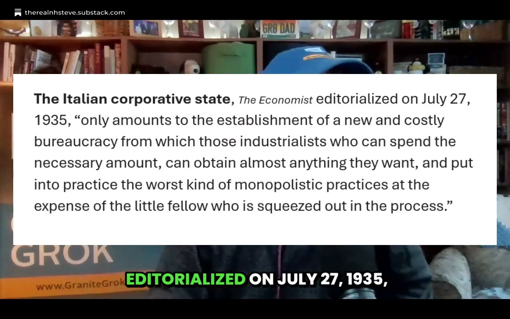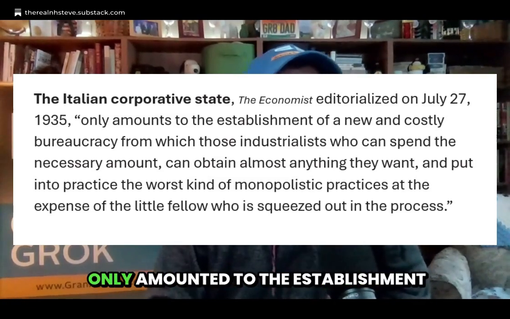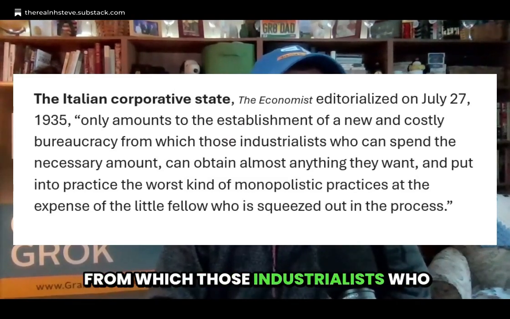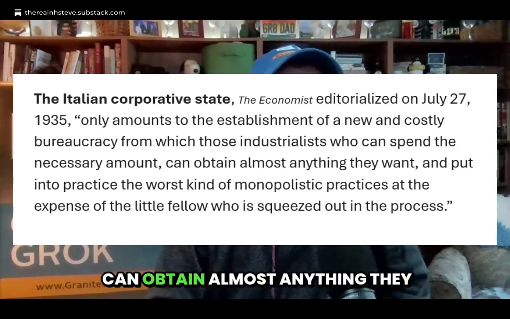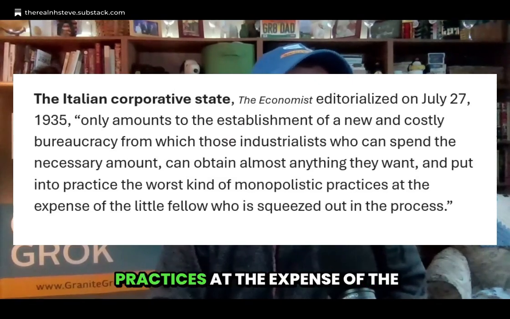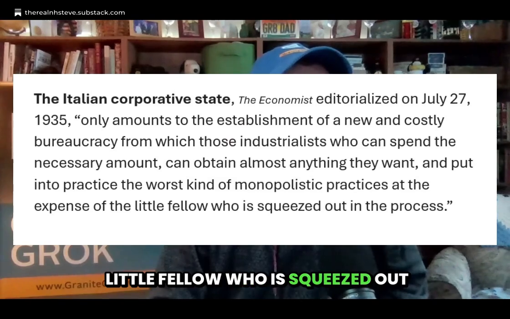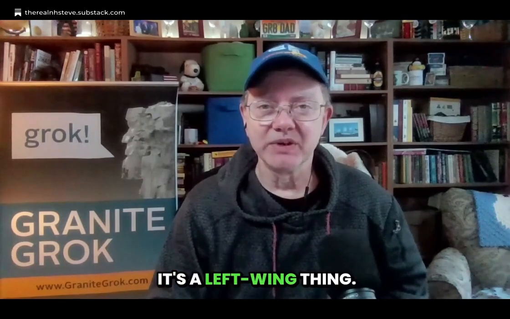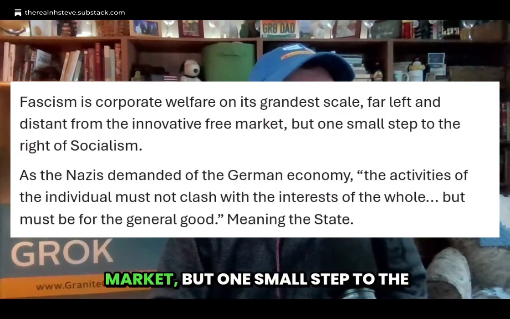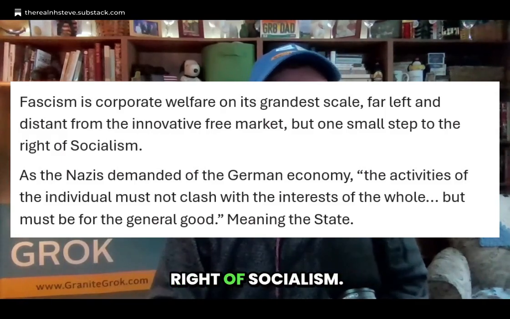The Italian corporative state, according to The Economist, editorialized on July 27, 1935, only amounts to the establishment of a new and costly bureaucracy from which those industrialists who can spend the necessary amount can obtain almost anything they want and put into practice the worst kind of monopolistic practices at the expense of the little fellow who is squeezed out in the process. Oligarchs. It's a left-wing thing. Fascism is corporate welfare on its grandest scale, far left and distant from the free market, but one small step to the right of socialism.